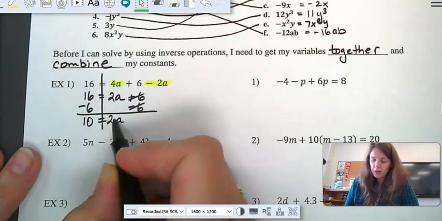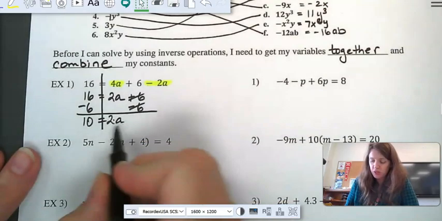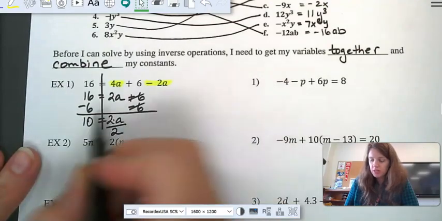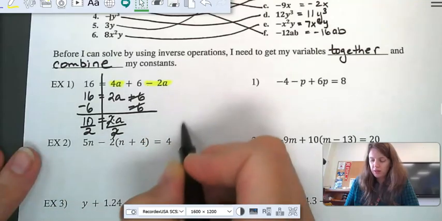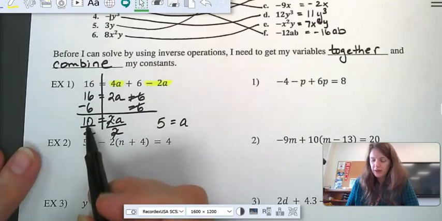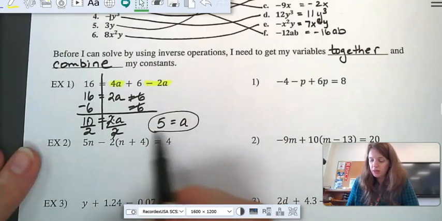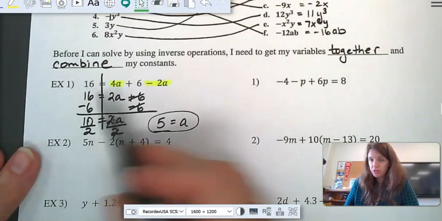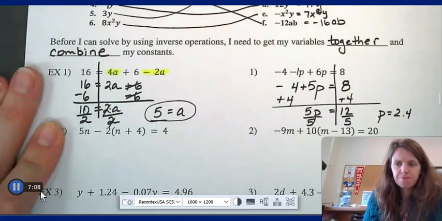And then my 2 is being multiplied by a, right? When they're right next to each other, that means they're being multiplied. So I'm going to use the opposite of multiplication, which is division, to divide, and then dividing here, these 2 will cancel, and I'll get a equals 5, because 10 divided by 2 equals 5. So I'm going to pause for a second here, and I'm going to have you try the example over here, which looks very similar to this, same type. So take a second and try that out.